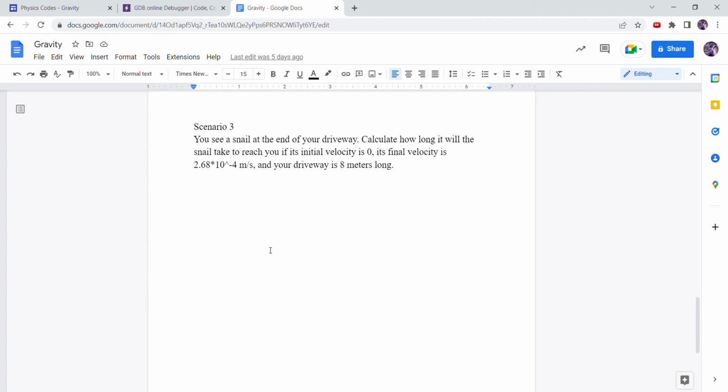Okay, for scenario 3, this will use the acceleration code instead of the gravitational code. I'll show you how to use scientific notation when my code doesn't ask for it. Okay, you see a snail at the end of your driveway. Calculate how long it will take the snail to reach you if its initial velocity is 0. Its final velocity is 2.68 times 10 to the negative 4th meters per second, and your driveway is 8 meters long.